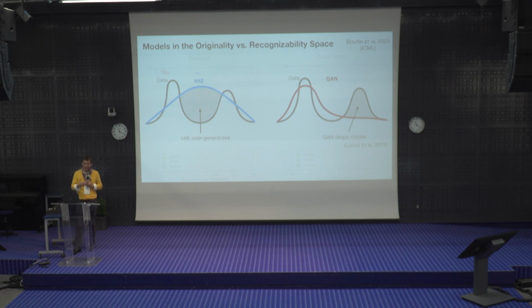Concerning the GAN, this is an adversarial loss, and the adversarial loss tends to put excessive mass on the more likely modes of the data distribution, and then it will tend to discard the secondary modes. And this is interesting because our framework, the originality versus recognizability space, captures this phenomenon well.